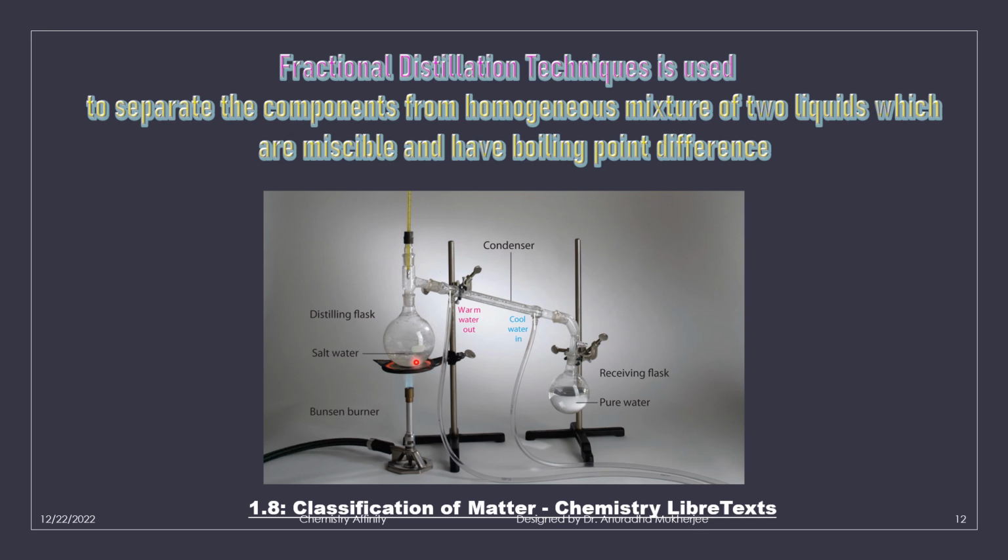In the same way, we can also separate two miscible liquids. Suppose we have taken two liquids, A and B. A has a lower boiling point than B. So when we start to heat this round bottom flask, A will boil first and collect in the receiving flask, and B will remain here. So this is a very popular technique, fractional distillation, which is commonly used in the chemistry lab to separate a homogeneous mixture.